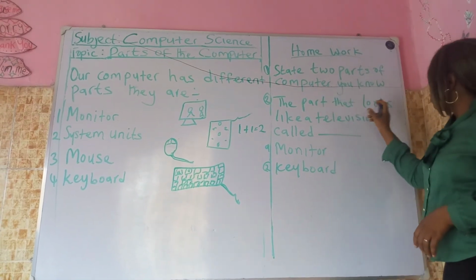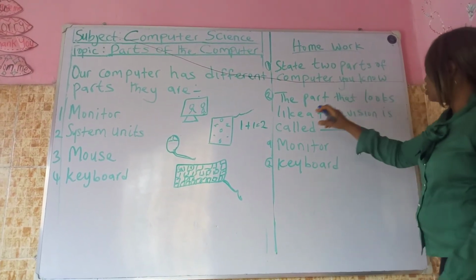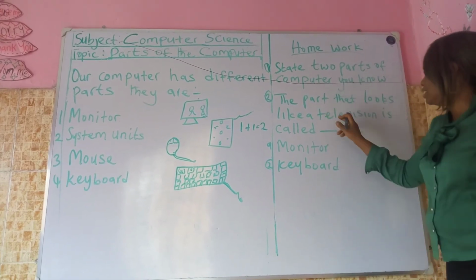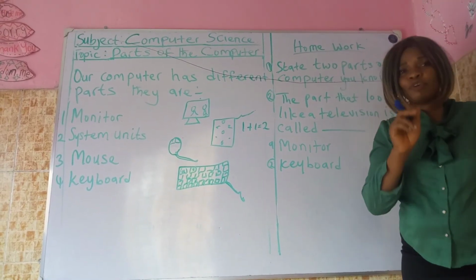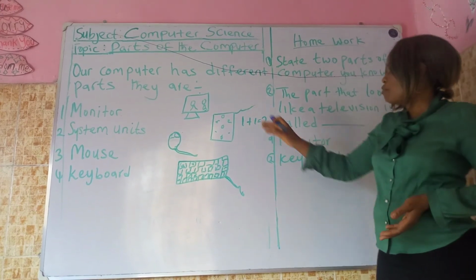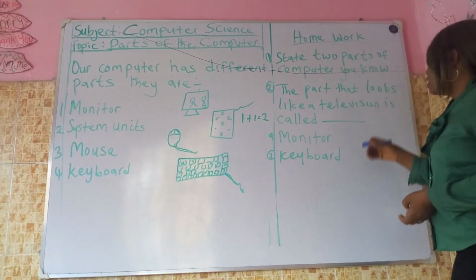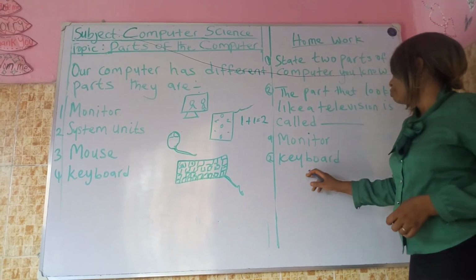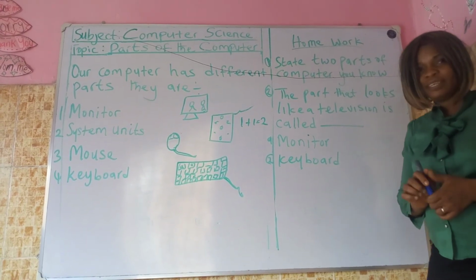Also, that part that looks like a television is called dash. That part of the computer that looks like a television, from what we have on the board here, what do we call it? A, monitor. B, keyboard. So you tell me the right answer.